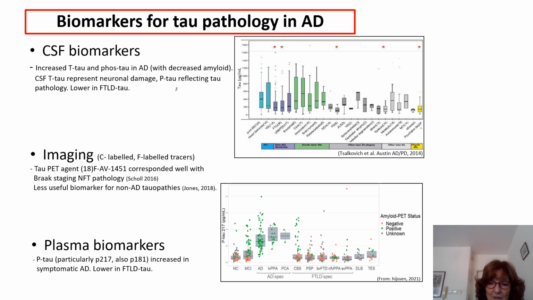which are not without amyloid, and it's very correlative with the PET. Positive PET goes with higher plasma biomarker.